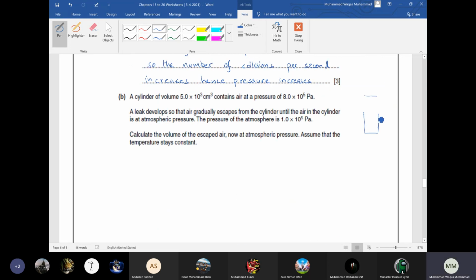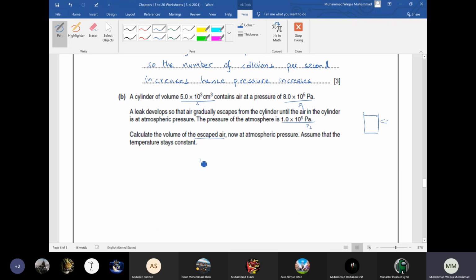Now, beta, this is a cylinder. When a leak develops, the air inside escapes, right? And this continues until the pressure of the air in the container is equal to atmospheric pressure, which means the surrounding pressure, right or wrong? We are given the atmospheric pressure. Now we know this is V1, volume 1, this is P1, and this is P2. P2 means all the air is at this pressure, right or wrong? And we have to calculate the volume of the escaped air.